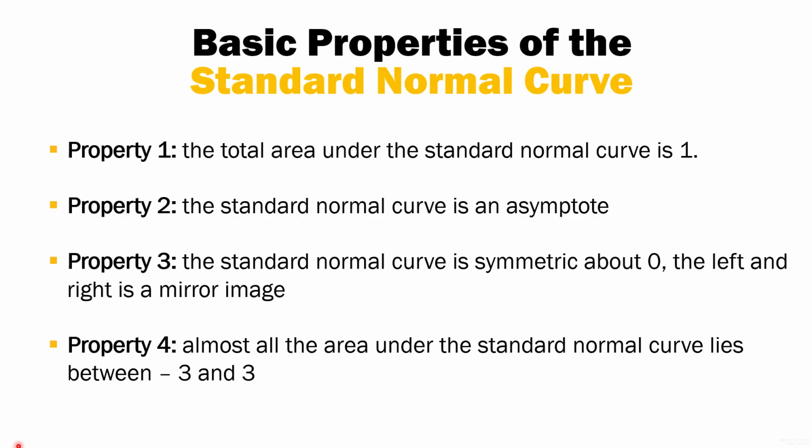The standard normal curve is an asymptote, which means that it will extend horizontally above the line, and it will extend indefinitely in both directions, and it will approach but never touch that horizontal axis. Property 3 is that the standard normal curve is symmetric about 0, so the left and right hand sides are mirror images, and almost all the area under the standard normal curve will lie between -3 and 3 standard deviations.